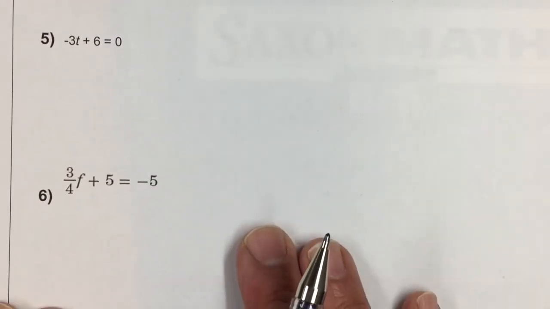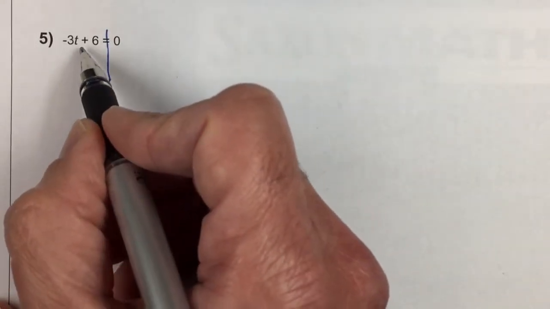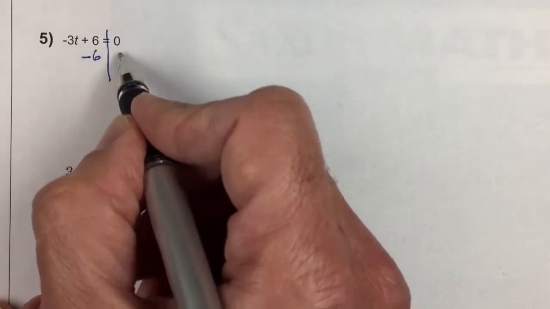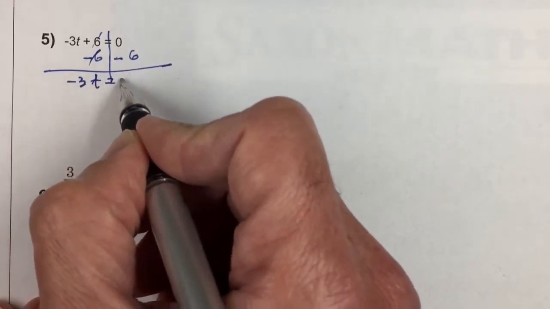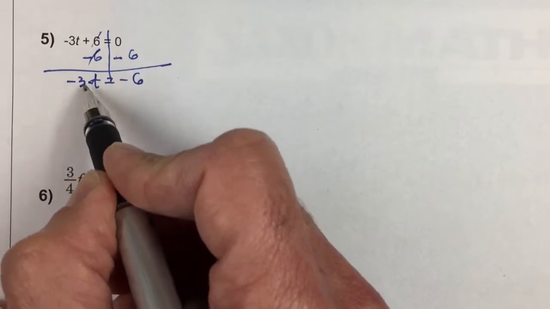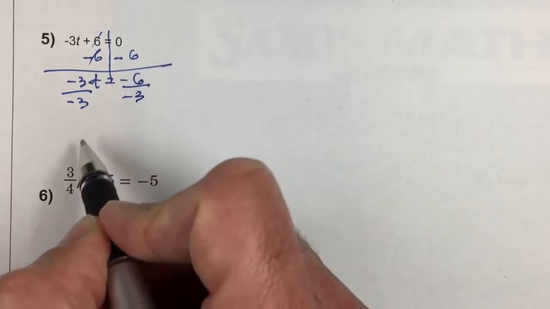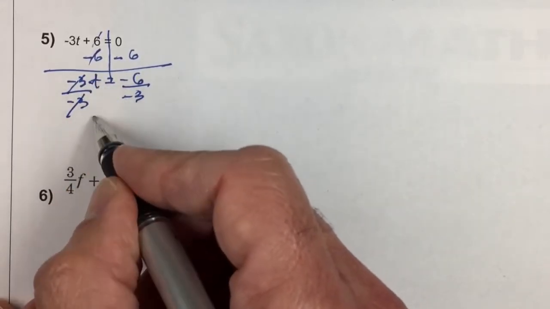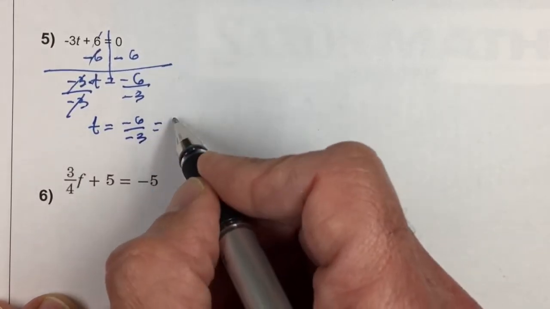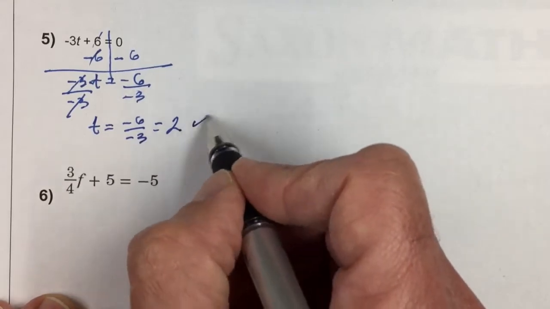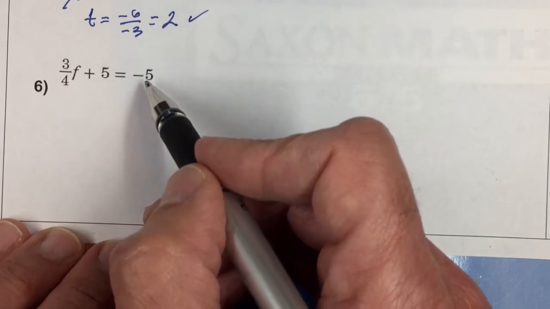Let's go to number 5. Negative 3t plus 6 equals 0. Then I'm going to get rid of the 6 by subtracting 6 on both sides. This goes away, and I have negative 3t equals negative 6. Now the negative 3 is multiplying the t, so I'm going to divide by negative 3. Divide by negative 3. This cancels with this one, and I have t alone equals negative 6 over negative 3. And this is positive 2. t equals positive 2.